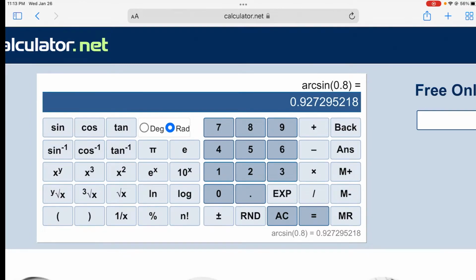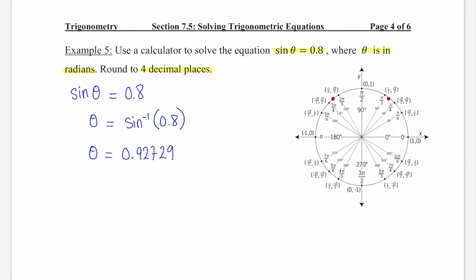My answer is 0.927295218. And the answer asked me to round to 4 decimal places. So that is equivalent to 0.9273. I am supposed to have two different values for theta. One is in the first quadrant and one is in the second quadrant. The calculator only gave me the answer in the first quadrant, which is 0.9273.